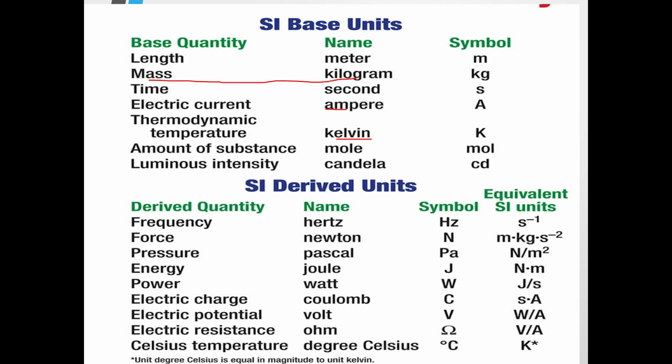Coming to the SI derived units, SI unit of frequency is hertz, and force is Newton, pressure is Pascal, energy is joule, power is watt, electric charge is coulomb, electric potential volt, electric resistance ohm, Celsius temperature, degrees Celsius. These are the symbols of the corresponding SI units.